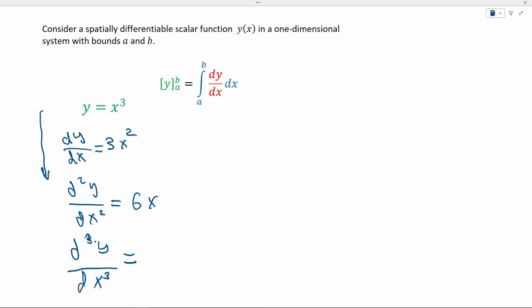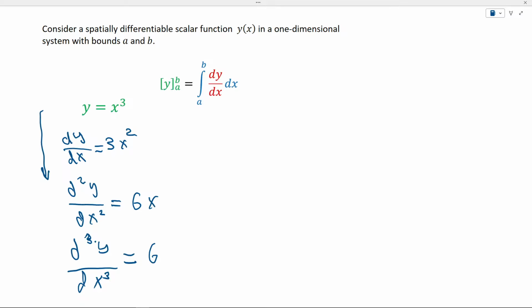This is to the power of 1, so 1 times 6, that's 6, and then you subtract 1, then that would become x to the power of 0, and x to the power of 0 is 1, so that's 6. So basically, this is called the first derivative, the second derivative, the third derivative. Now how can I get this guy back?